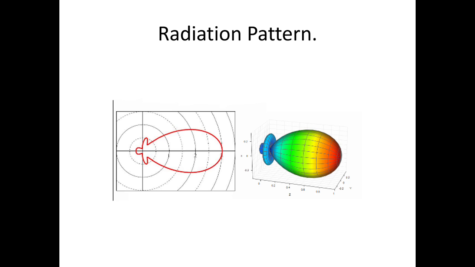When the radiation pattern is written numerically, it is written as a function of r, theta, phi. We do not need r, so eventually it becomes a function of theta and phi. Theta and phi basically help us express the direction using polar coordinates.